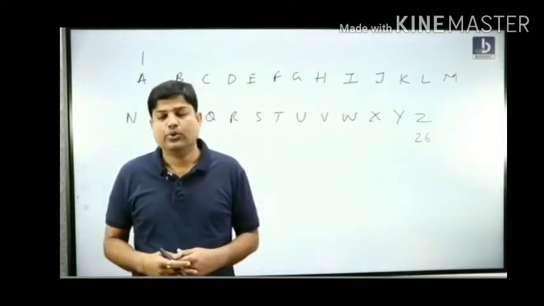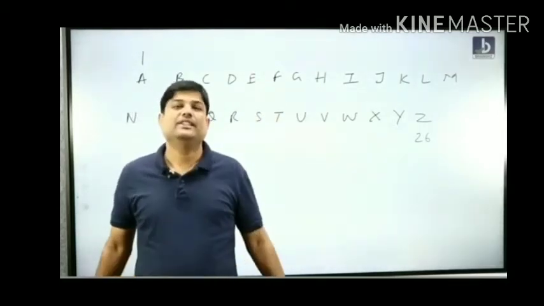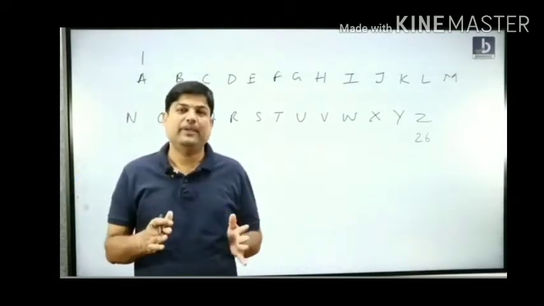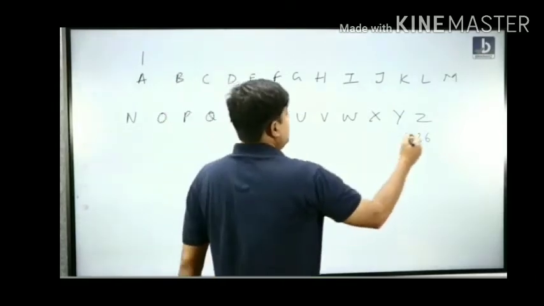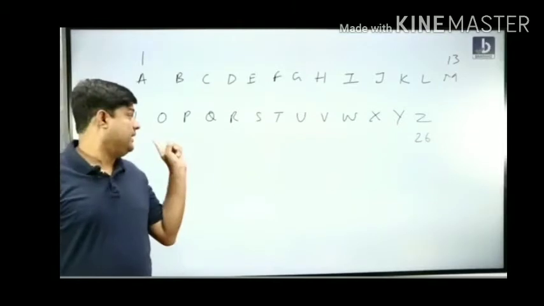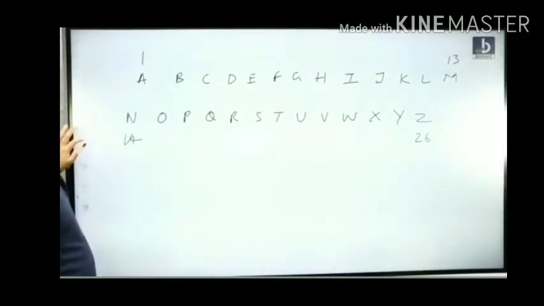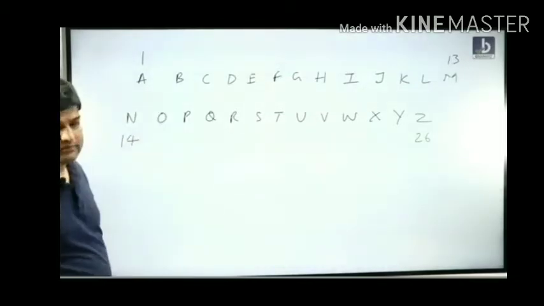Now, how to remember the other letters? Very simple. You know that 26 alphabets are there. These 26 are divided into 2 rows. The first row consists of 13. So A stands for 1 and M stands for 13. And the second row starts from N. So N should be 14. N should be what? 14.